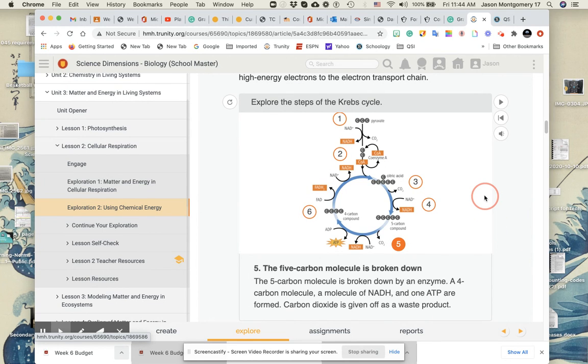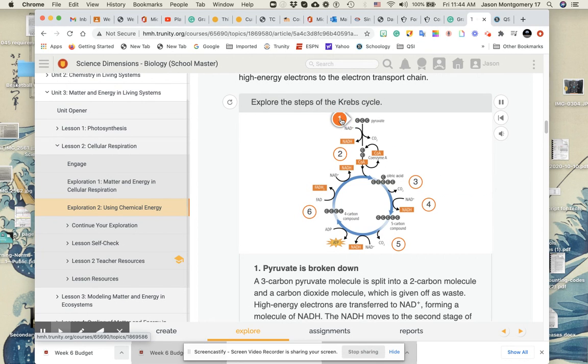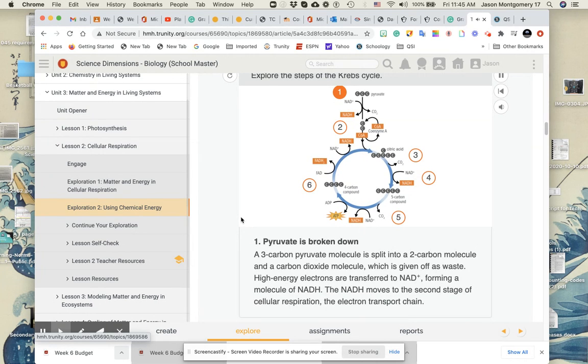Okay, so when you are looking at your digital book or your paper book, we'll start at number 1. 1. Pyruvate is broken down. 2. A 3-carbon pyruvate molecule is split into a 2-carbon molecule and a carbon dioxide molecule, which is given off as waste. High-energy electrons are transferred to NAD+, forming a molecule of NADH. The NADH moves to the second stage of cellular respiration, the electron transport chain. All right, so that 3-carbon pyruvate enters into the mitochondria, all right?